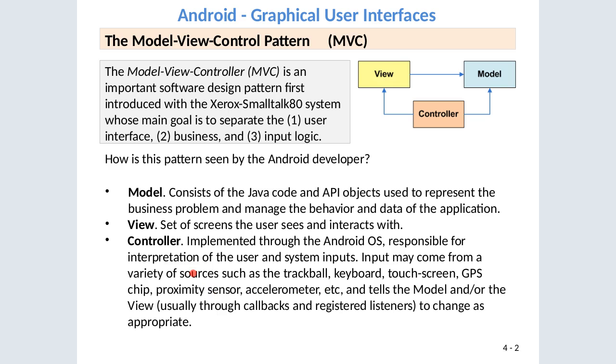Input may come from a variety of sources such as a trackball, keyboard, touchscreen, GPS, and what have you. So in terms of Android, we can see what the three different aspects are. The model is the one which represents the business problem and manages the behavior and data of the application. And in this case, we usually use Java code to create models. We use Java code and APIs. An API stands for Application Programming Interface. An application programming interface is usually used to provide a way for a client to access, to interact with a server.